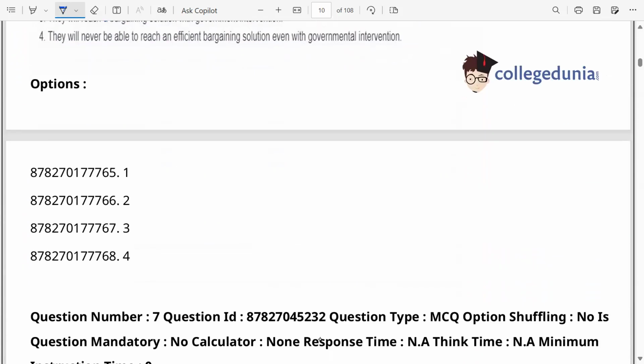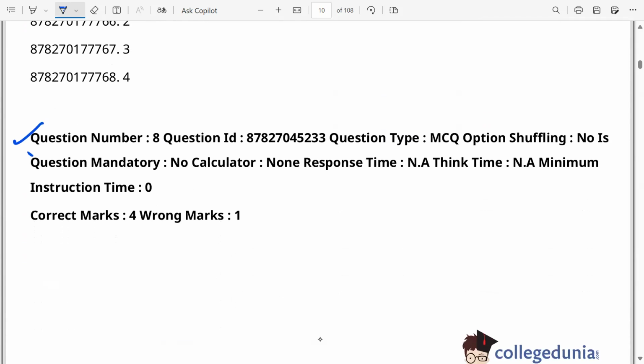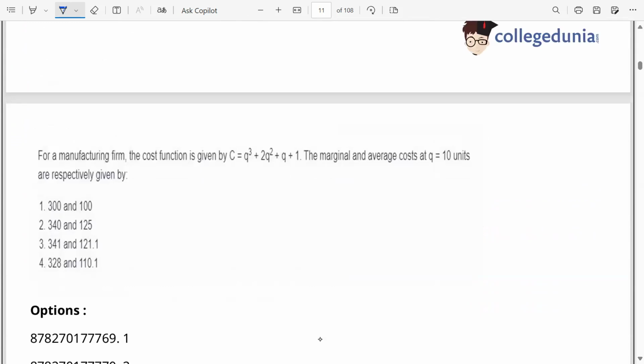Now let's move on to question number 8. If I scroll down, for the manufacturing firm, we are given that the cost function is C equal to Q cube plus 2Q square plus Q plus 1. We need to find the marginal cost at Q equal to 10 and the average cost at Q equal to 10.